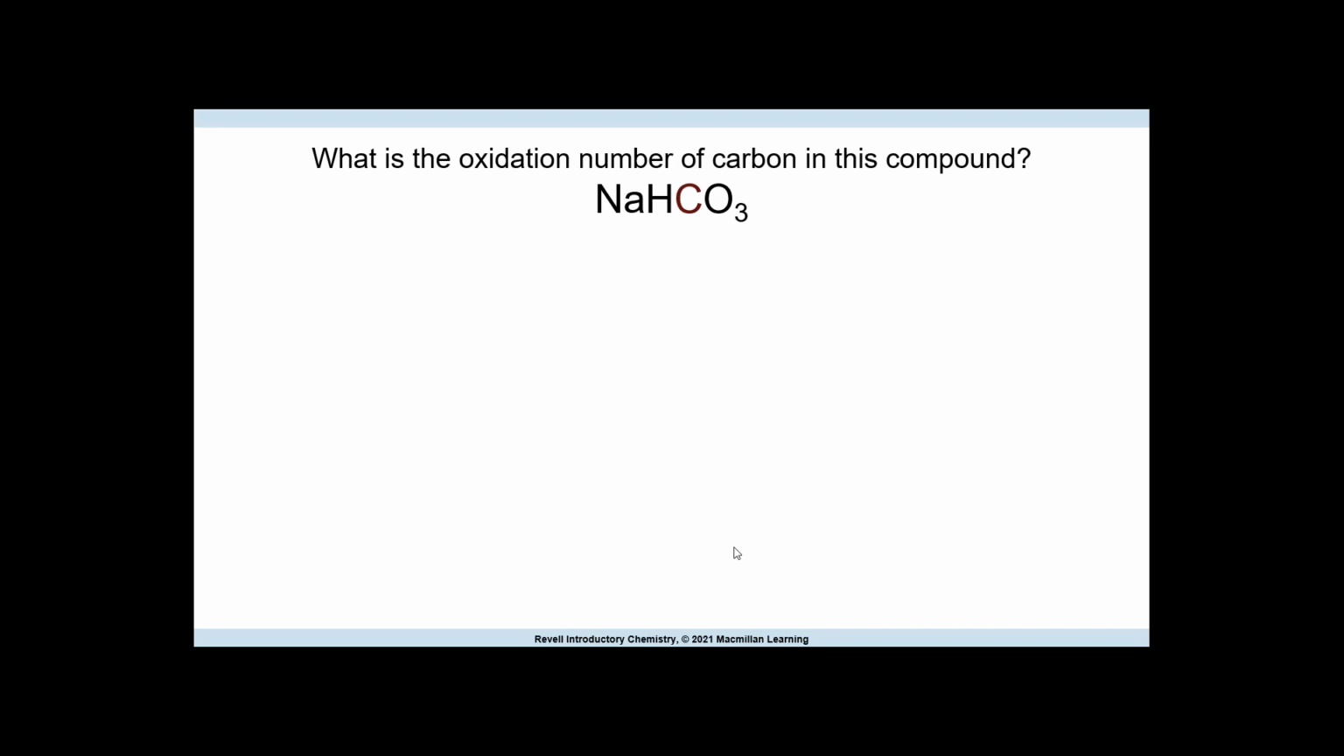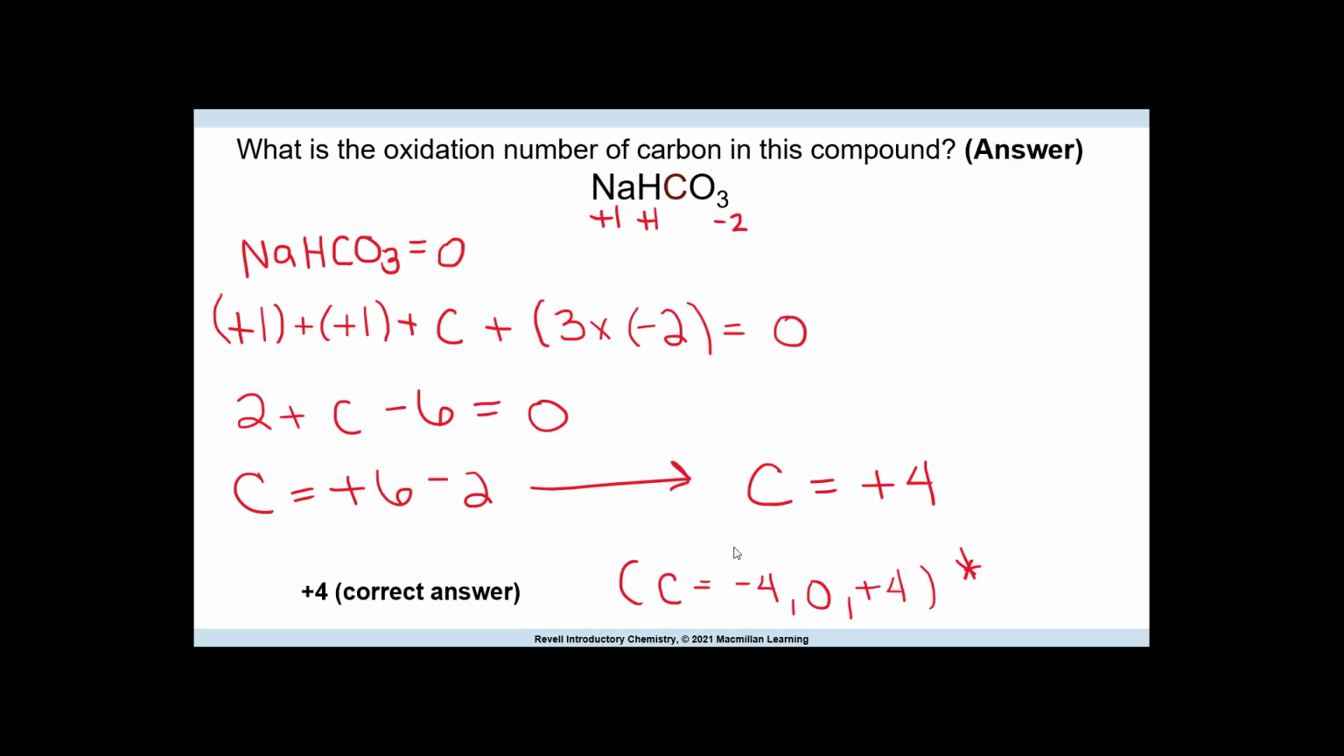What is the oxidation number of carbon in this compound? So now we want to know carbon. This is a neutral compound, so this should be equal to 0. So now we plug everything in. We have a sodium, which is a +1. We have hydrogen, which is a +1. We don't know what carbon is, but we know what oxygen is, and we have 3 of them with a -2 charge. Do this math. So we have 2 plus C minus 6 equals 0. So we bring everything over to the other side, which is C equals +6 -2. So C equals +4, and I put in parentheses, carbon is usually -4, 0, or +4.